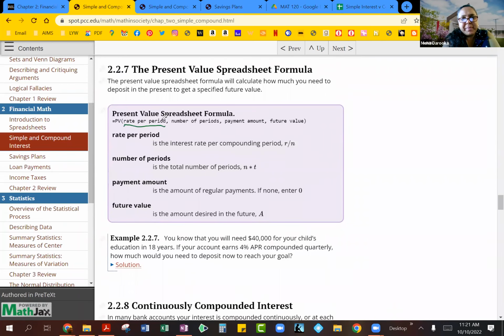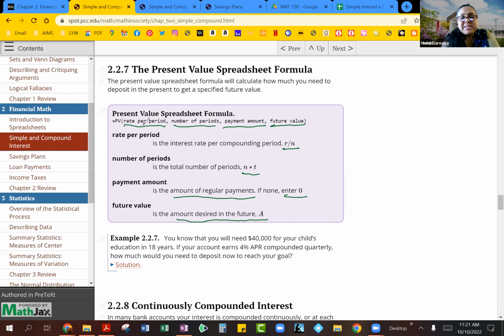You take your rate per period, so that would be your rate of interest divided by your compounding period. So is the interest being calculated monthly, weekly, quarterly, that kind of thing. For the number of periods, that's of course going to be for how long we are depositing this money, and again, what your compounding period is. So n times t. Payment amount depends on whether we are making regular payments or not. If you're not making regular payments, remember, this is the one where we just put a 0. And in this case, the last argument is going to be your future value. So how much is that amount of money we desire in the future? That's the A value.